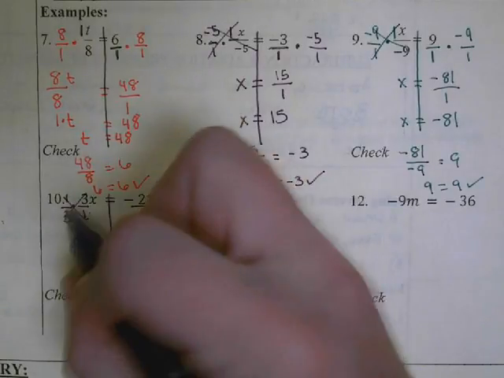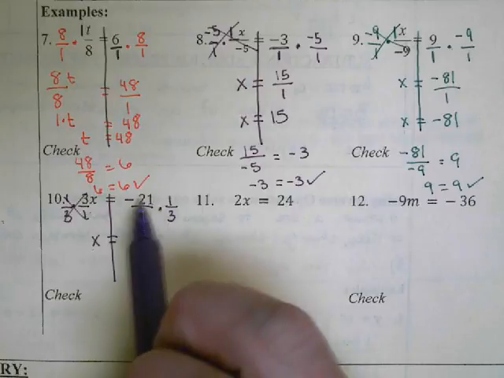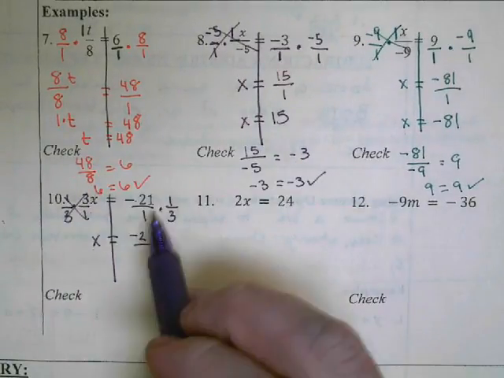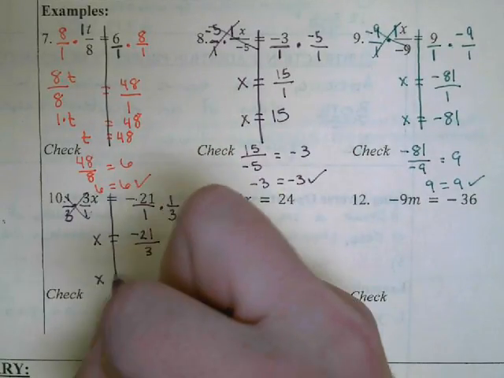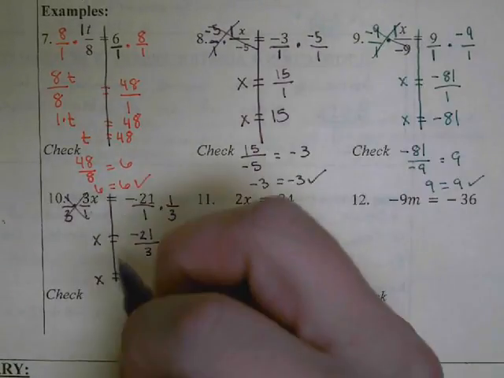That cancels out the fractions next to our variable. Then we multiply these together. Negative 21 times positive 1 is negative 21. And then 1 times 3 is a positive 3. And our last step is we divide. Negative 21 divided by 3 is a negative 7.